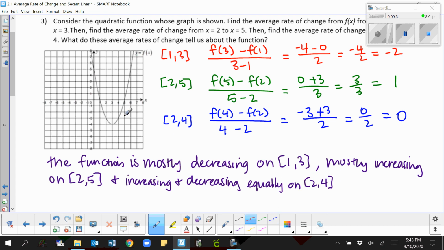And so you can kind of see that because when I go from 1 right here to 3, my function's decreasing. When I go from 2 right here to 5, it's mostly increasing. It does decrease a little bit, but most of that section of the function is increasing. And then when I look at my blue, which goes from that same point at 2 right there to 4, if I were to draw a line, it's just straight across right there. And so you can kind of see how we're finding our average rate of change.